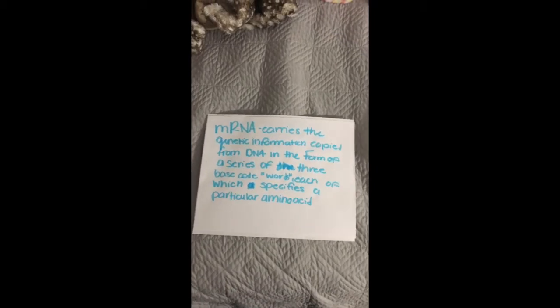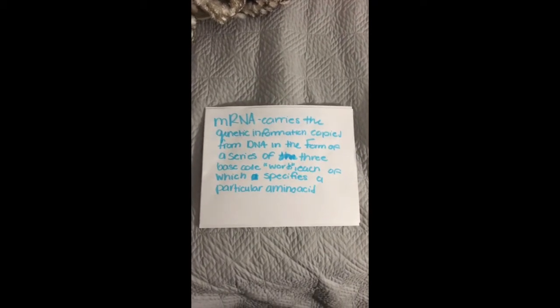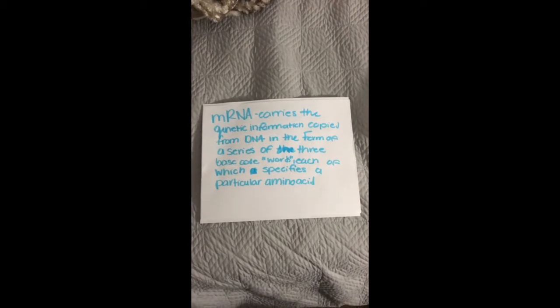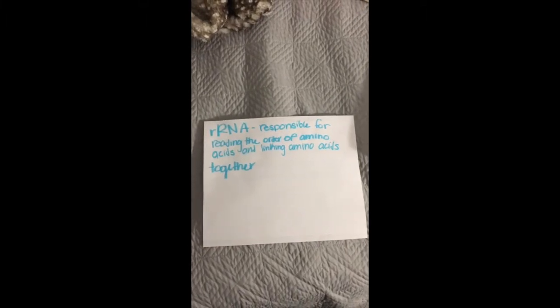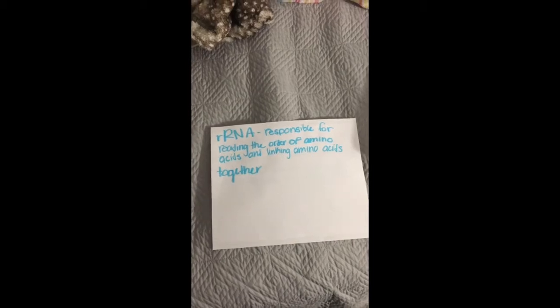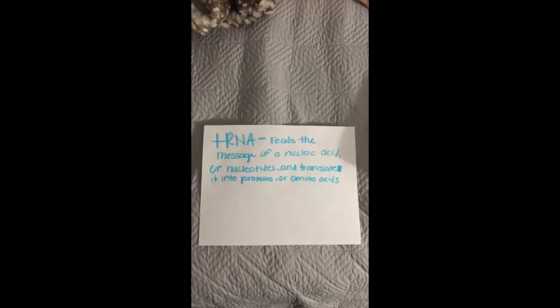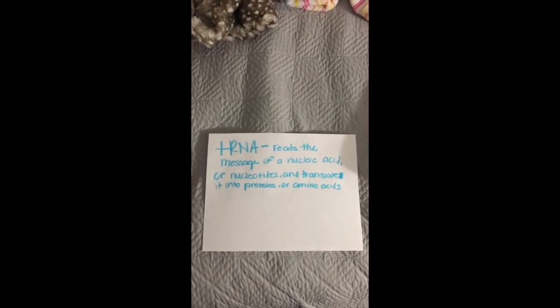Finally, we have our different types of RNA. First, mRNA, which carries genetic information copied from DNA in the form of a series of 3 base code words, each of which specifies a particular amino acid. Next, rRNA, responsible for reading the order of amino acids and linking amino acids together. Finally, tRNA, which reads the message of a nucleic acid or nucleotides and translates it into proteins or amino acids.